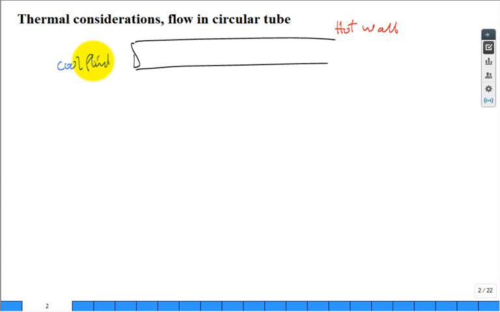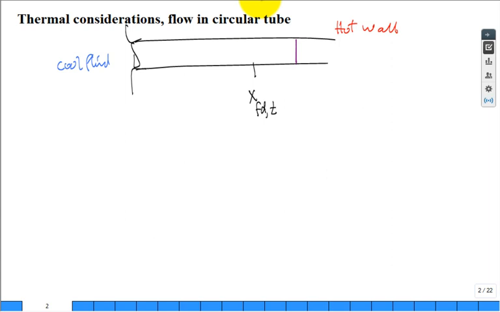So we have a hot wall and a cool fluid. We're going to have the concept that we need a certain length, because maybe this is where it enters from a tank, that it'll be fully developed thermally. Well, once it's fully developed thermally, let's go out here at this location right here and think about sketching the temperature profile. We sketched the velocity profile before.